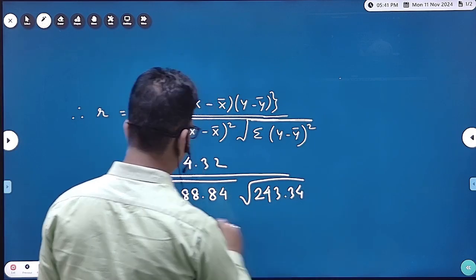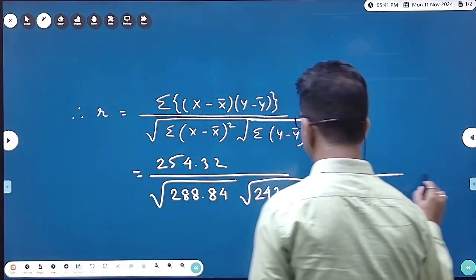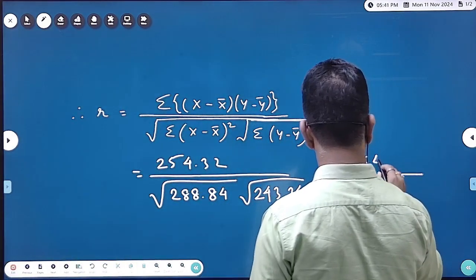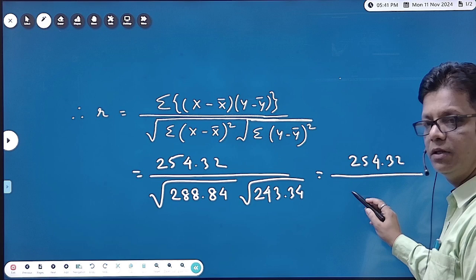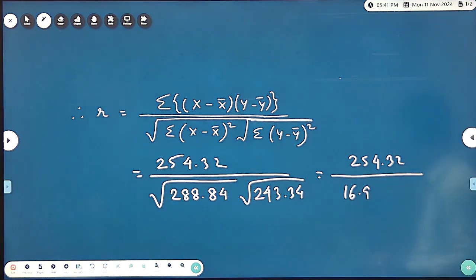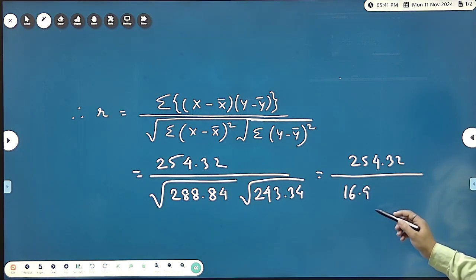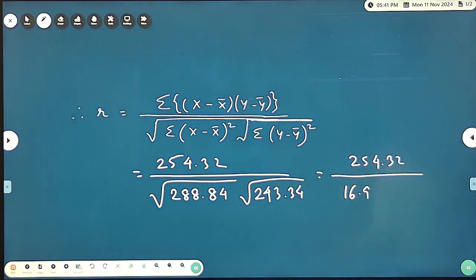243.34. Now find their square roots. This one will stay the same, 254.32. How much is this square root? 16, and so many digits, I think. So you can do it, understood now? Use the square root function. How much did you get? Write this square root. Then what is the number? 288.84, right?